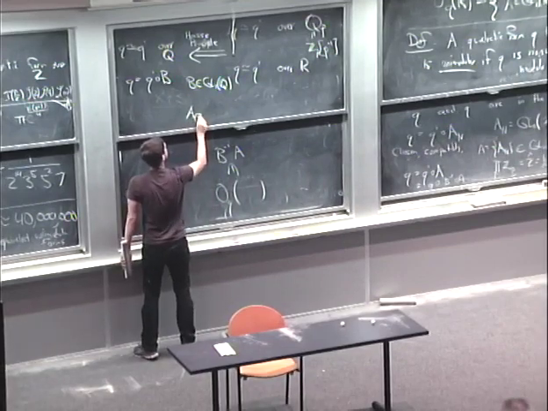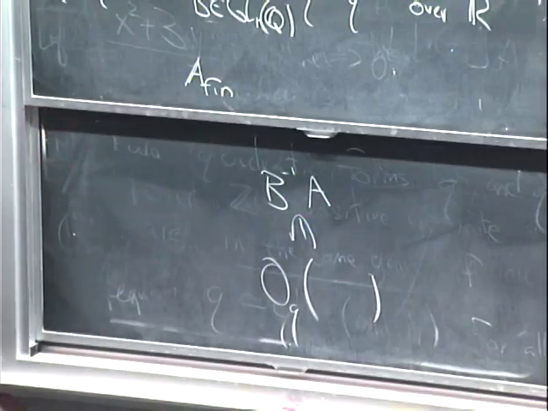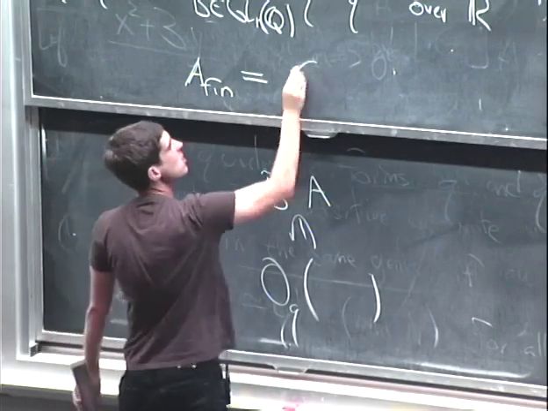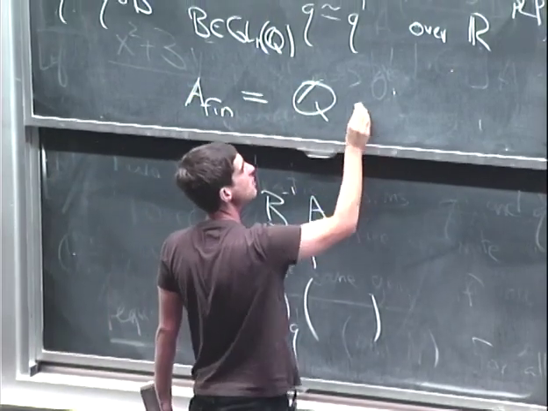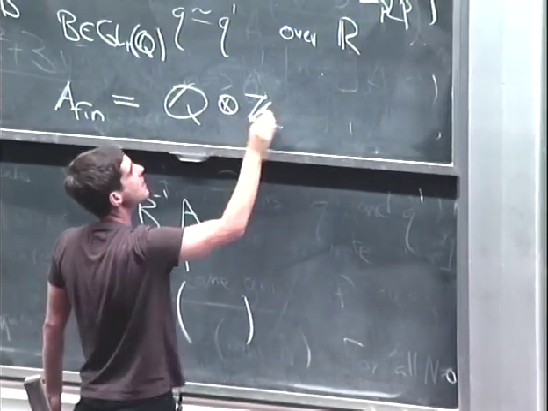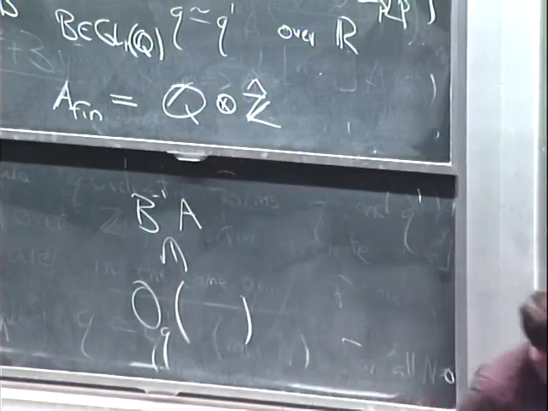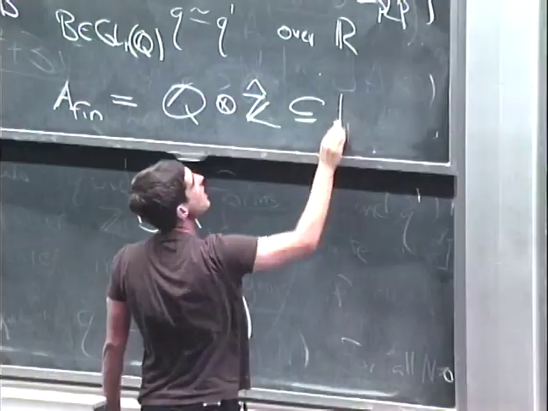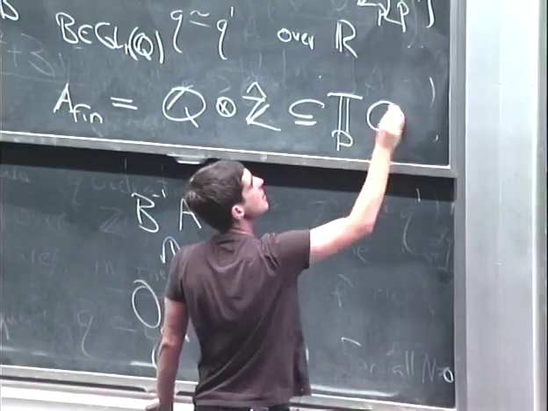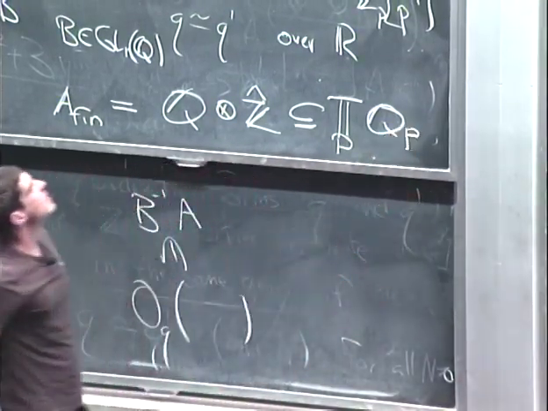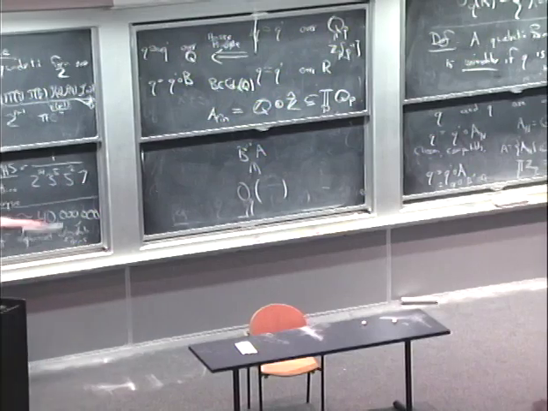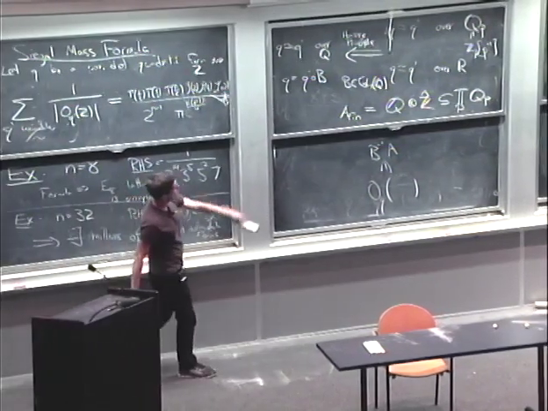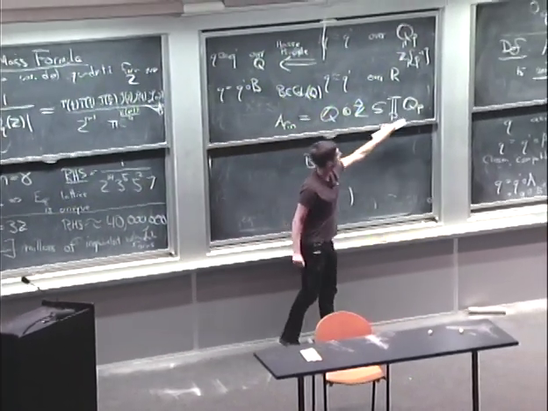So let A fin be the ring of finite adeles. This is just the tensor product of Q with Z hat. And there's an expression like this for A fin. You can think of this as sitting inside the product over all p of Q_p, but it's not the entire product. It's the so-called restricted product, where almost all the coordinates belong to Z_p.